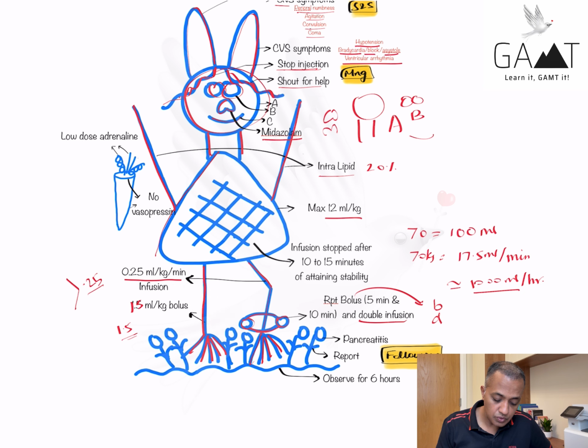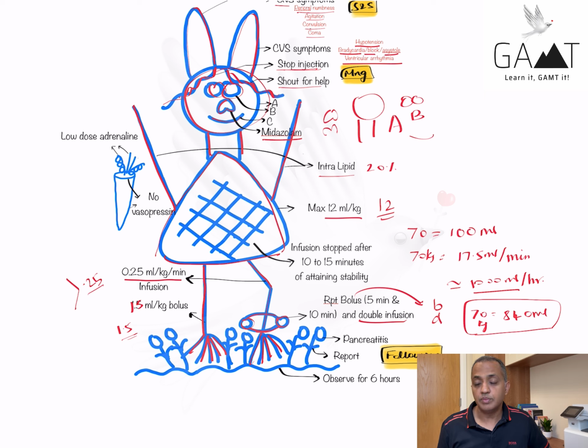The maximum dose that you can give is 12 ml per kg. So this is 2 strokes, and this is 1. That stands for 12. So 12 ml per kg is the maximum amount of intralipid that you can give a patient. So in a 70 kg individual, that comes around 840 ml. That's the total dose you can give in 30 minutes to 1 hour in patients with local anesthetic toxicity. Doses higher than that are not recommended due to the risk of complications.